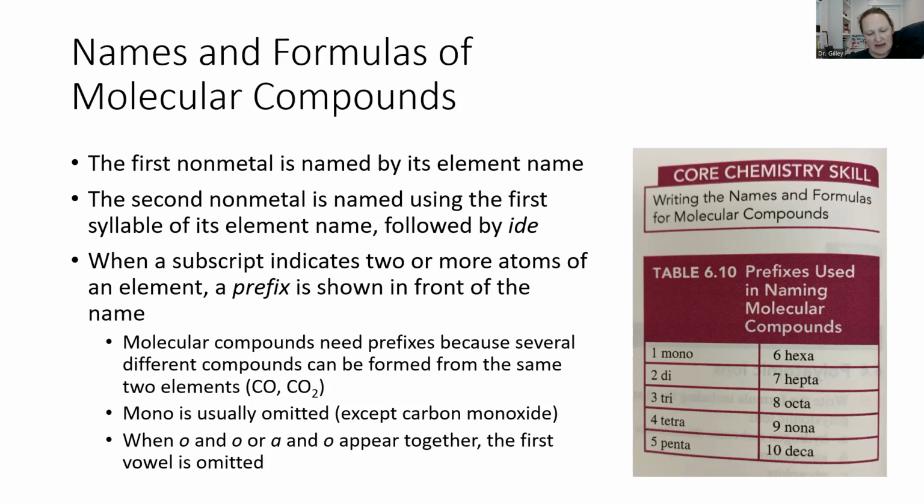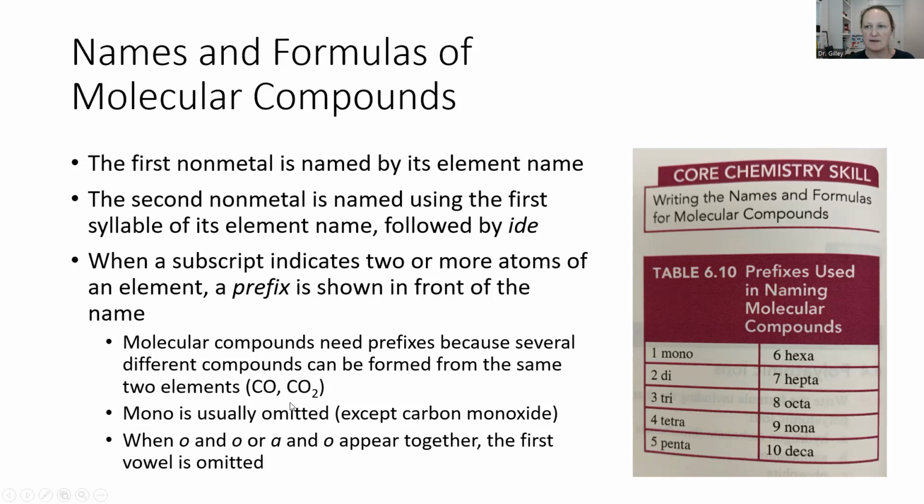And these prefixes are necessary because molecular compounds formed from nonmetals tend to form more than one compound formed from the same elements. So for example, carbon can bond with 1 oxygen, or it can covalently bond to 2 oxygens. So if we just write carbon oxide, it's not really clear how many, right, carbons and how many oxygens are there, right? Is that going to be CO or CO2? We don't know.